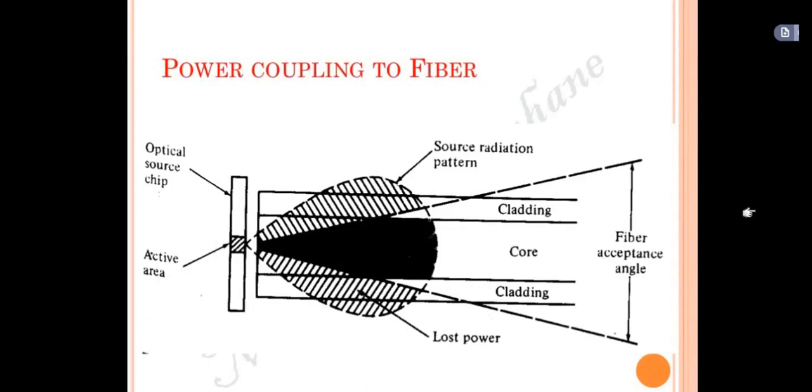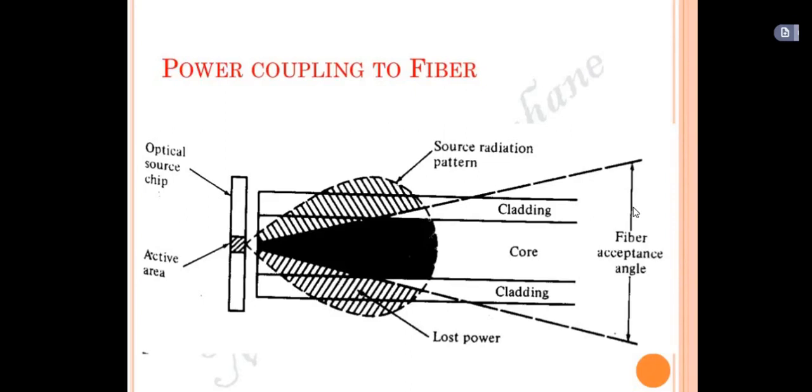Next would be the power coupling, or coupling to the fiber. How do we obtain the power that is going to get coupled to the fiber? That is important to understand. As you can see, one end is the optical source chip. This is my optical source. At the other end, we find the fiber acceptance angle. This is what the acceptance angle is all about.